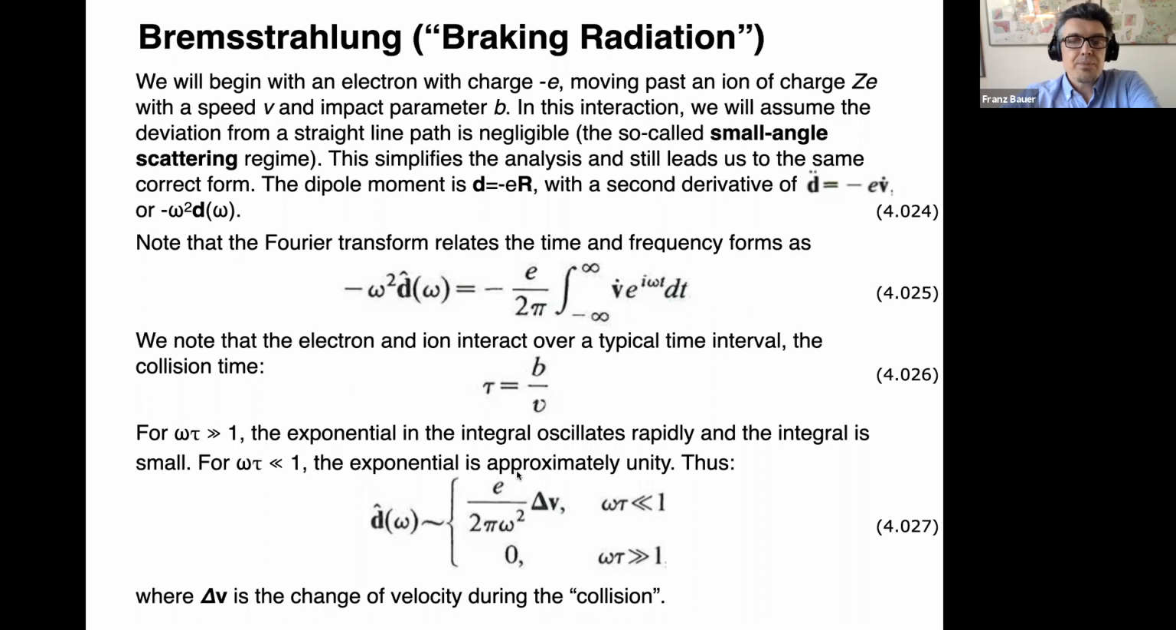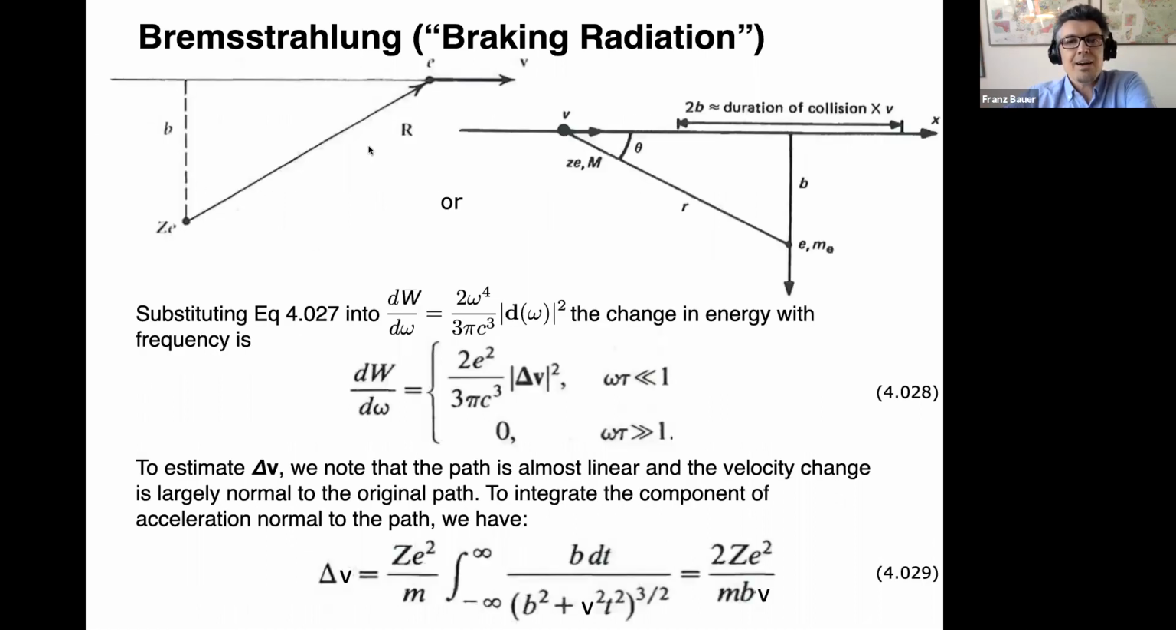Okay, so with that scenario in mind, we can envision the situation we had before, which is the situation for Bremsstrahlung, where we have the electron moving past the stationary ion.